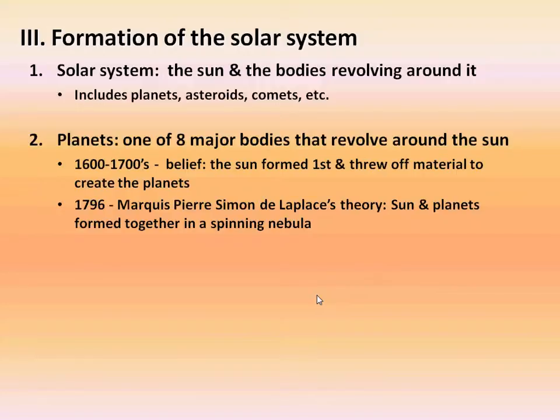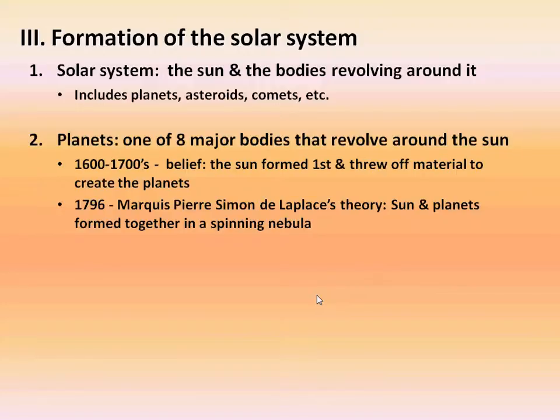But the reality is, of the 8 major planets that go around the sun, the first belief was that the sun was throwing off the materials to make that happen, and this was back in the 1600s and 1700s. So the idea was stuff came out of the sun to create the planets.